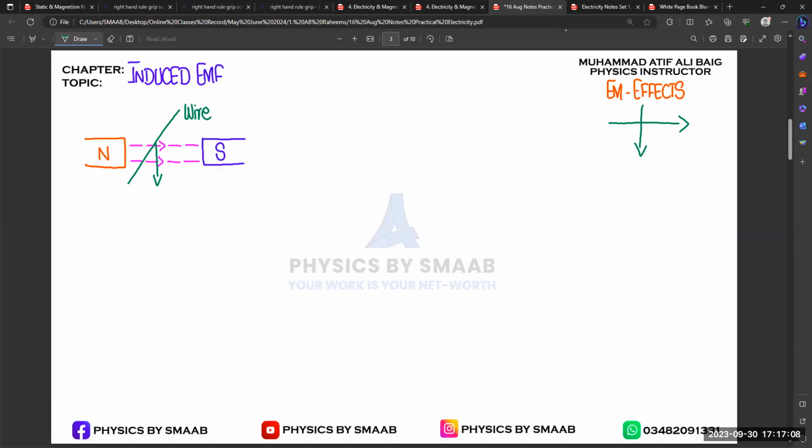So basically we are going to write the statement like this: when a conductor or a wire is moved through the... What is the meaning of induced? Yes, I'm going to explain that one.